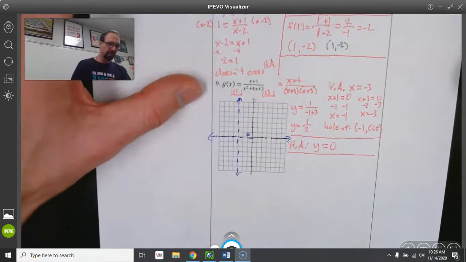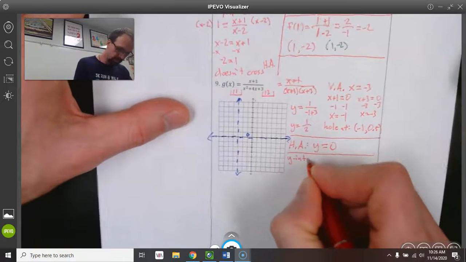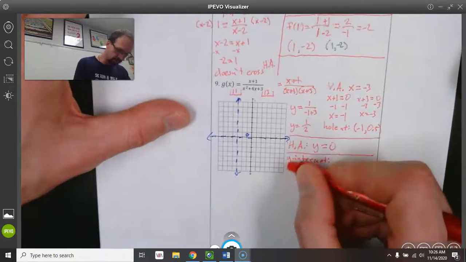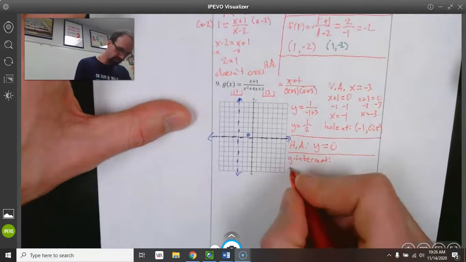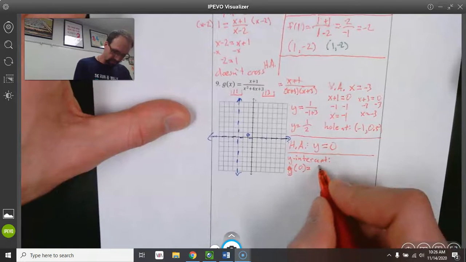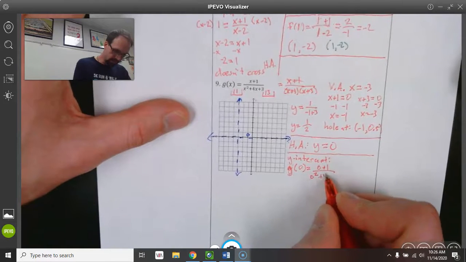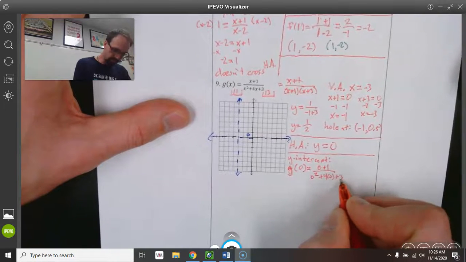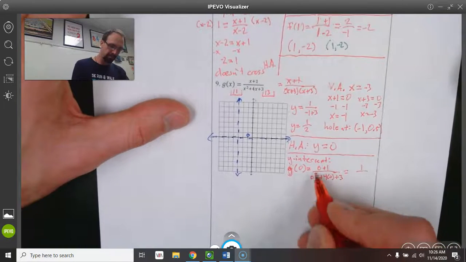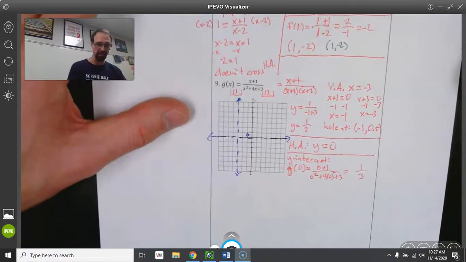Next part, find the y-intercept by evaluating f of 0. In this case it's not f of 0, it's actually g of 0. G of 0 is equal to 0 plus 1 over 0 squared plus 4 times 0 plus 3. Simplifying all this, 0 plus 1 is 1, 0 squared is 0, plus 4 times 0 is 0, I have 3. Essentially everything is canceled out unless you have constants.